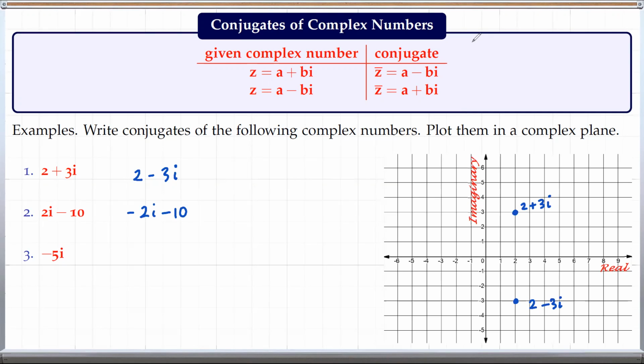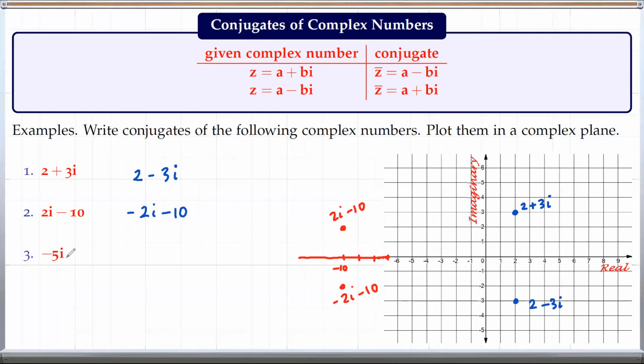So let's again plot both of these. To plot 2i minus 10, the real part is -10. So we need to extend this. -7, 8, 9, 10. So -10 is right here. So the given complex number is -10 plus 2i, which is somewhere up here. So 2i minus 10. And the conjugate is -2i minus 10. So -2i, go down by 2 units at -10 on the horizontal axis. So this is the conjugate, -2i minus 10.